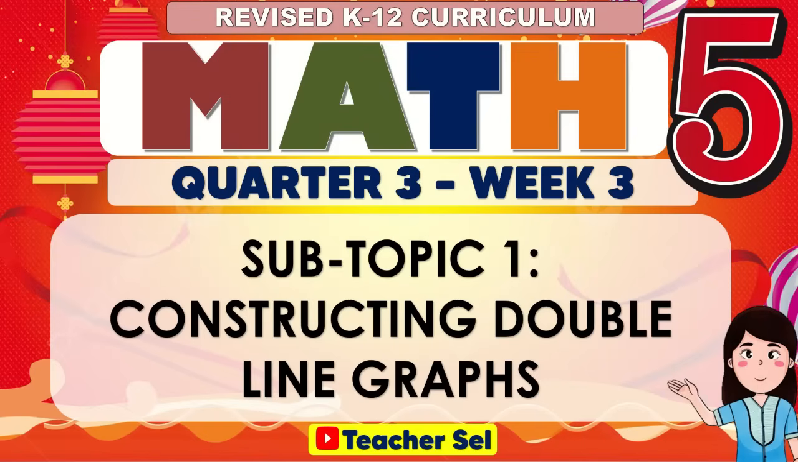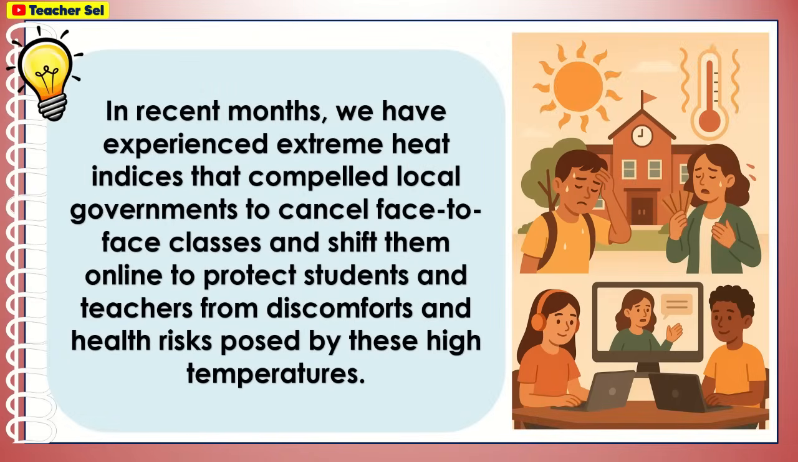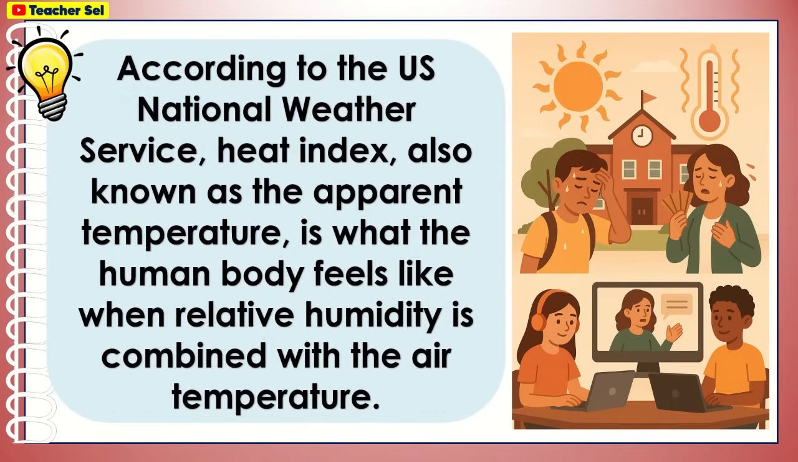Subtopic 1. Constructing double line graphs. In recent months, we have experienced extreme heat indices that compelled local governments to cancel face-to-face classes and shift them online to protect students and teachers from discomforts and health risks posed by these high temperatures. According to the U.S. National Weather Service, heat index, also known as the apparent temperature, is what the human body feels like when relative humidity is combined with the air temperature.